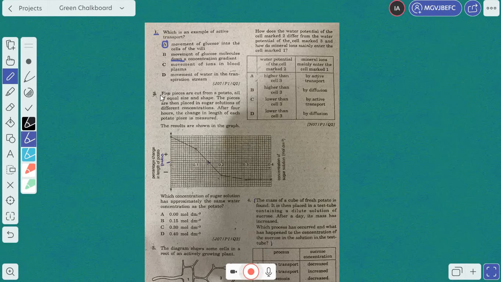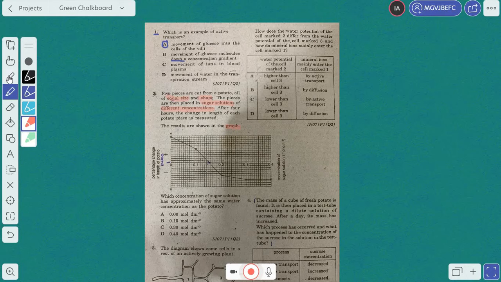Okay, coming to B. 5 pieces are cut from a potato, all of equal size. Now they're of equal size, and they're of equal shape. Let me just get the highlighter, it's better. So they're about 5 pieces of potato, and these potatoes are placed in a sugar solution, which means they're placed in water containing dissolved sugar, and the solutions are of different concentrations. After 4 hours, the change in the length of each potato piece is measured. The results are shown in the graph.